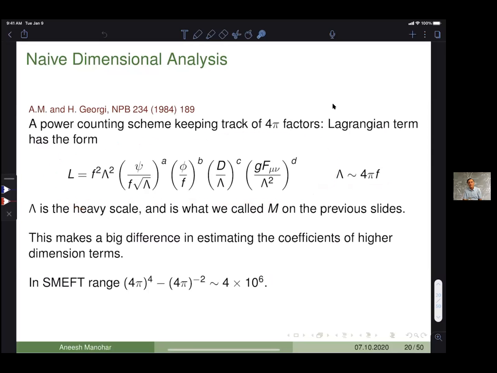And this was relevant for chiral perturbation theory because f pi, the pion decay constant, is about 100 MeV. The reason chiral perturbation theory works is that the scale of the chiral perturbation expansion is not f pi, but 4 pi f pi, which is about a GeV or 1200 MeV or something like this. And these 4 pi's make a big difference when you start estimating coefficients. So for example, in the EFT, you get a bunch of operators and the 4 pi factors go from 4 pi to the plus 4 to 4 pi to the minus 2. And 4 pi to the 6th is 10 to the 6. So your naive estimates of the size of coefficients can vary by 6 orders of magnitude if you put in the 4 pi's versus not.